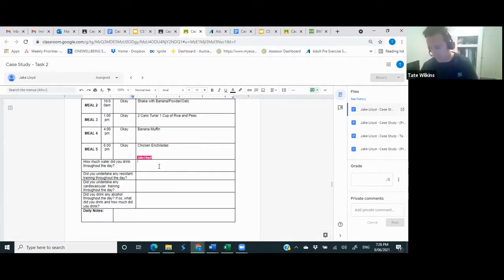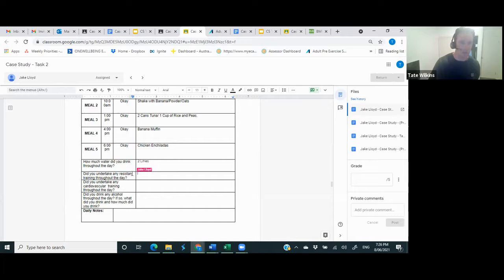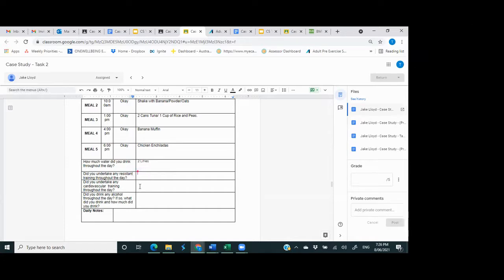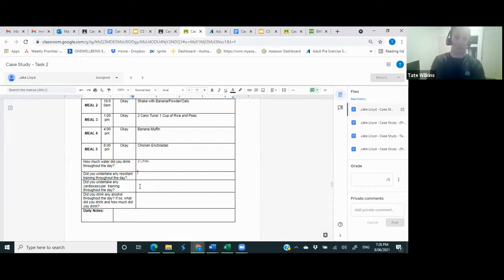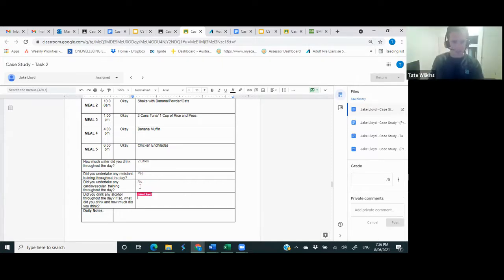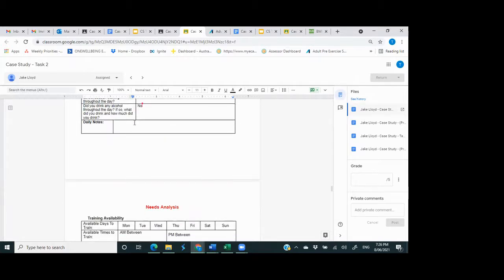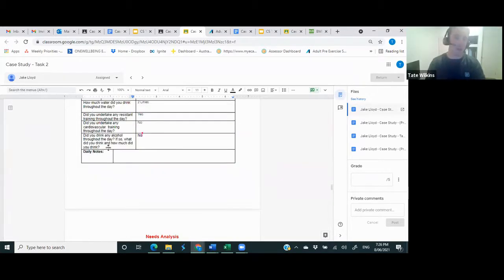Right, what did I say? 2 leaves, I think. Did you undertake any resistance training throughout the day? I did. Yes. Did you just go one session? Yeah, it's pretty much yes. Do you undertake any cardiovascular training throughout the day? No. Did you drink any alcohol throughout the day? If so, what did you drink and how much? Negative. Then daily notes you can leave blank, but they're just in there just in case.